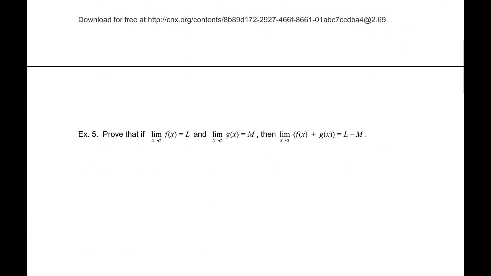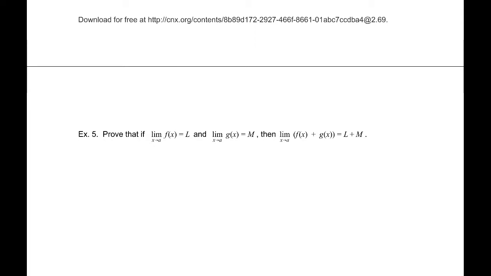All right, we're going to take a trip down memory lane for this next one. We have got a limit law here. The limit as x approaches a of f of x equals L, and if the limit as x approaches a of g of x equals M, then the limit of the sum of the functions is the sum of the limits. We sort of took this for granted at the beginning of this chapter, so let's actually go ahead and prove this. Show you how this works.